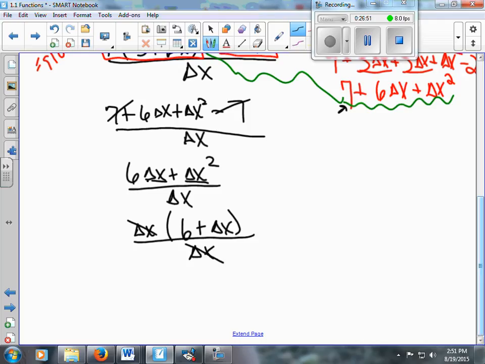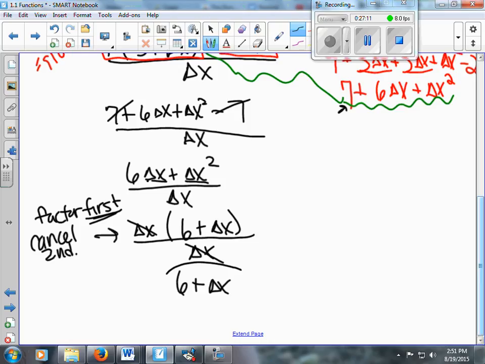By the way, don't get cancel happy on me. You can only cancel whenever you have factored first. Factor first, cancel next. So if you want to try to cancel things, make sure that you have factored first. Now my final answer is 6 plus delta x.